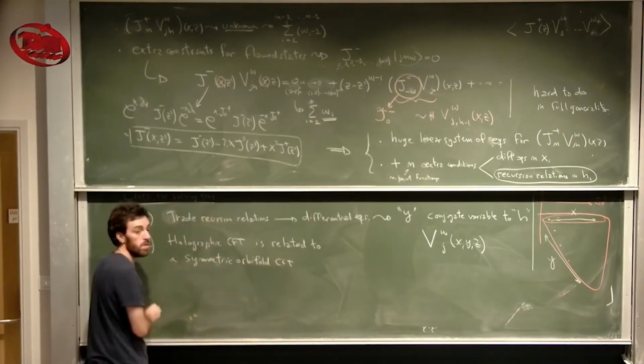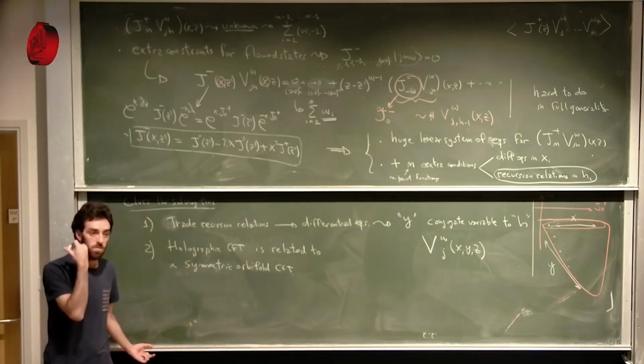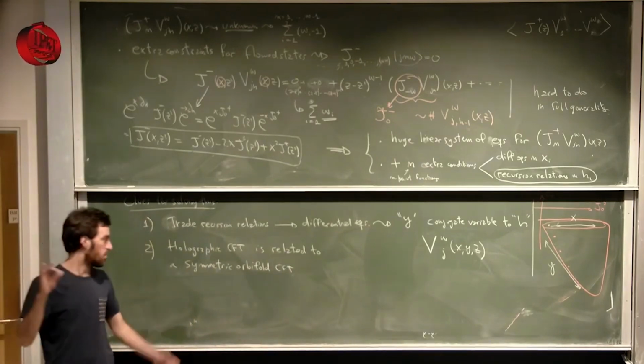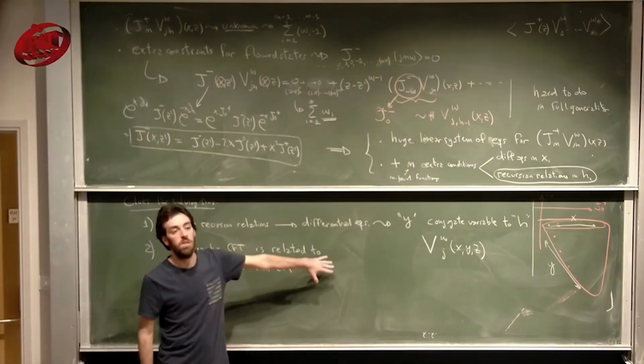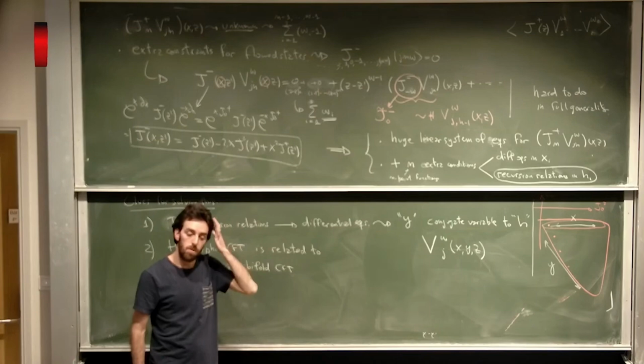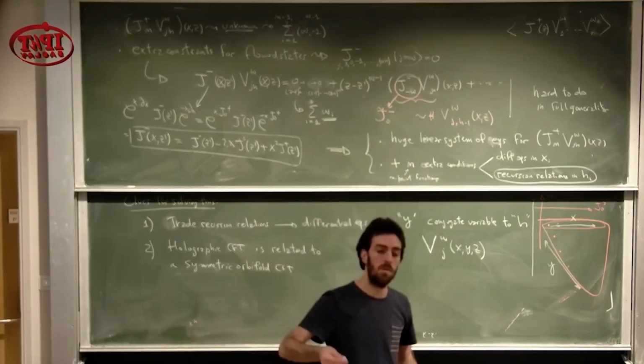To a symmetrical reference CFT. It's not exactly a symmetrical reference CFT, but it's sort of related to it. Kind of what I tried to argue in the introduction. And how do you compute correlators in a symmetrical reference CFT? Well, in a symmetrical reference CFT, what you do is you have a bunch of copies of the same theory.